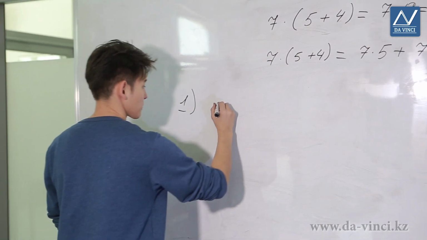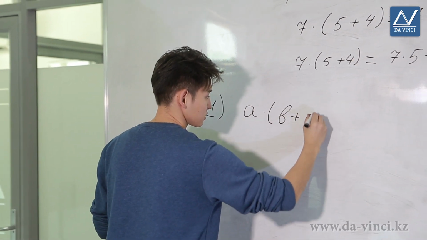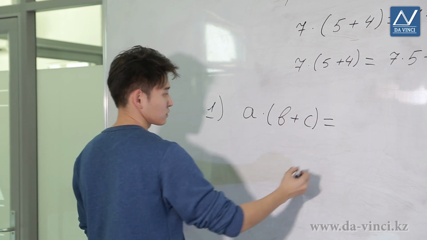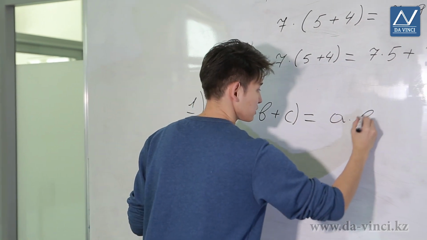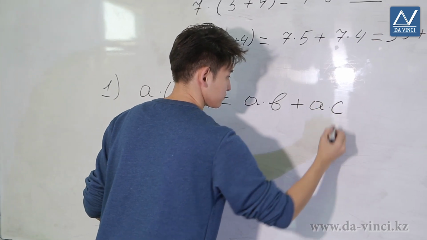You can express it in letters as follows. The number a multiplied by the sum b plus c will be equal to a times b plus a times c.